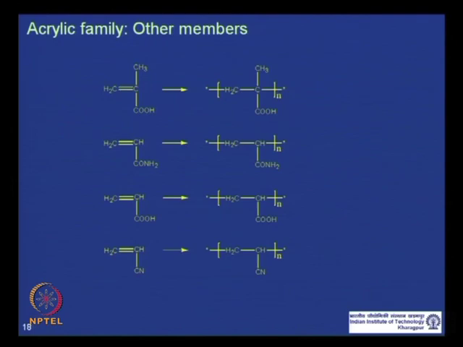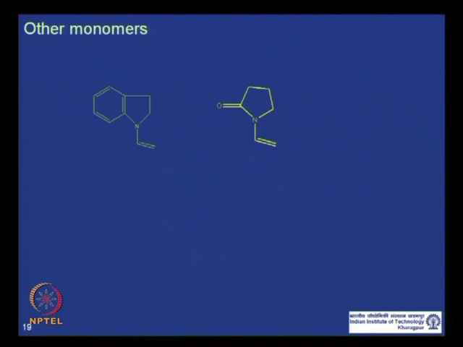The other acrylic family members, polymethacrylic acid, polyacrylamide, polyacrylic acid and polyacrylonitrile, are also produced commercially and find several applications. And some other monomers which are also polymerized by radical chain polymerization are vinyl carbazole and N-vinyl pyrrolidone. So, they are also monomers which are polymerized by radical polymerization.